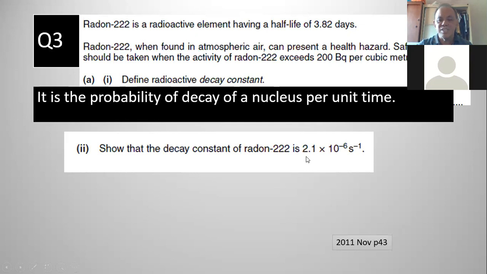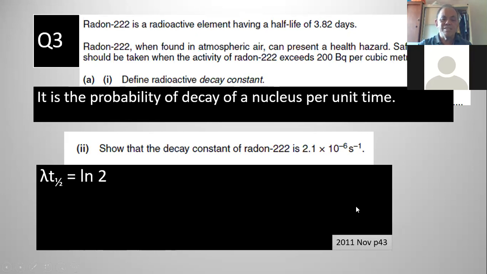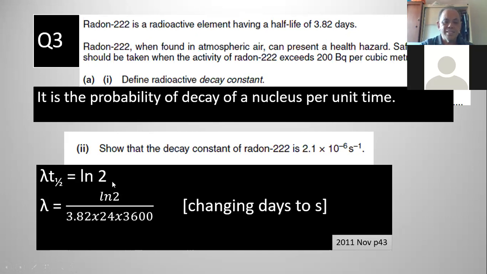So to get the decay constant, we must go to the half-life. Convert this to seconds first because you want per second. That's the formula that we use. You can go to the data sheet or formula sheet to get this formula. So take T half down: lambda is ln 2 over T half. That's your 3.82 days. One day is 24 hours, one hour is 3,600 seconds. We have to change the days to seconds. Then we use our calculator and show the value.